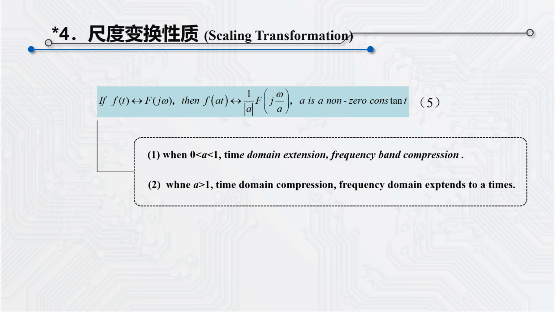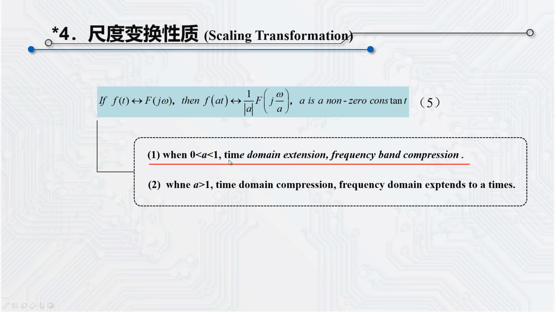The fourth property, scale transformation. This is the key point of this class. For scale transformation, when the time domain signal f(t) is changed to f(at) by scale transformation, how does its spectral density function change? Here we can find that when scaling f(t), its spectral density function satisfies formula 5.